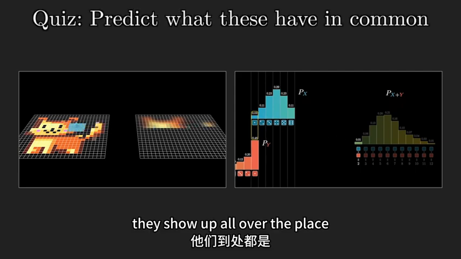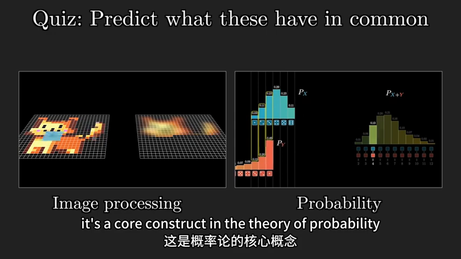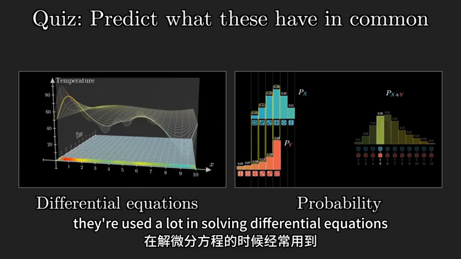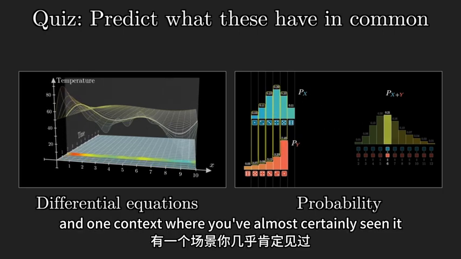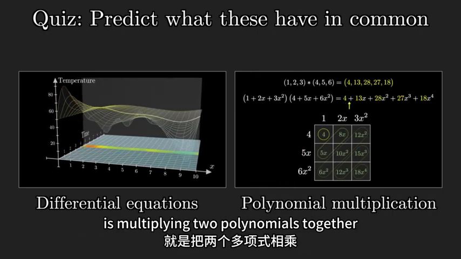They show up all over the place. They are ubiquitous in image processing. It's a core construct in the theory of probability. They're used a lot in solving differential equations, and one context where you've almost certainly seen it, if not by this name, is multiplying two polynomials together.